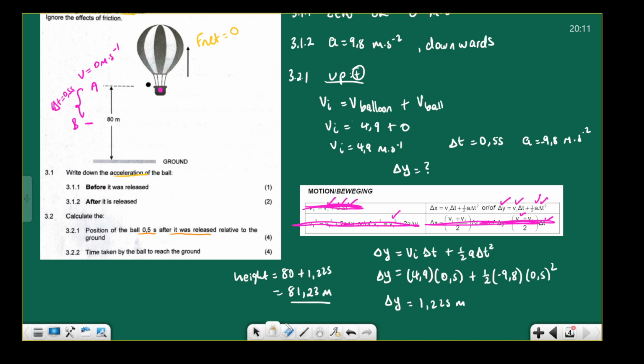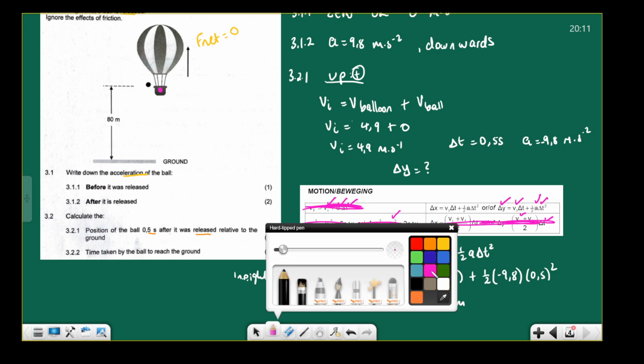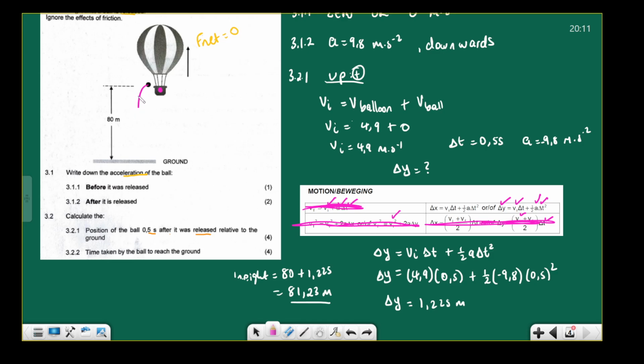So let me explain to you guys, why do we get it like that? This is because what is the initial velocity of the ball? It's 4,9. It's positive, which means when the ball was released, it didn't immediately go down. It started by going up first, and then after that it's going to go back down. You understand?